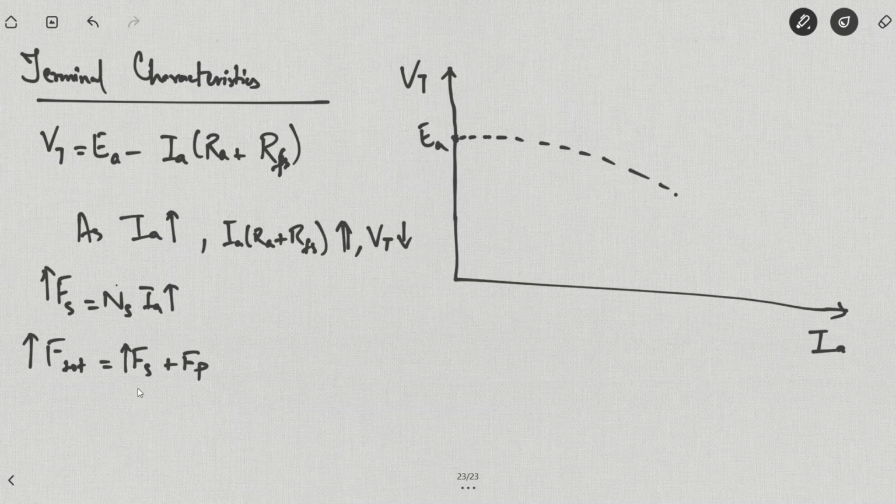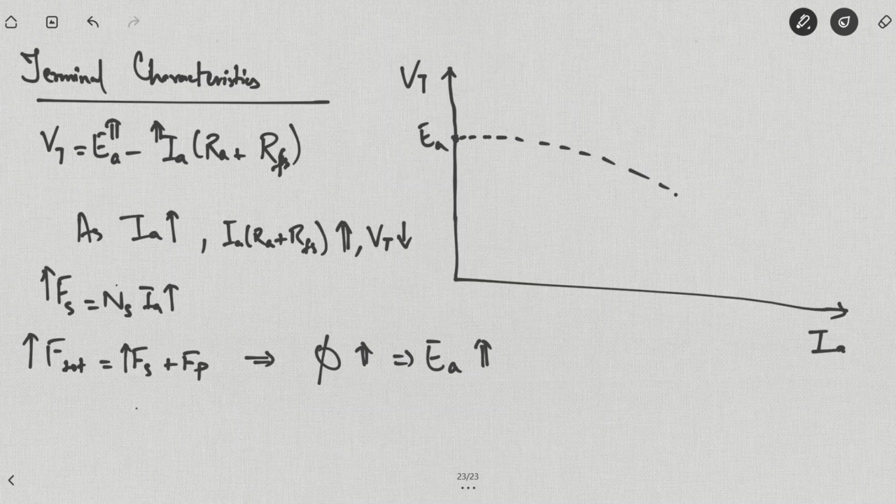So if the magnetomotive force is increasing, as F total increases, that means flux produced increases. If flux produced increases, that means EA, which is proportional to flux, increases. So if EA is also increasing in this circuit, and IA into RA plus RFS drop is also increasing, then is VT increasing or decreasing? We need to see which effect basically predominates here. Whether the EA will predominate, or the IA into RA plus RFS drop will predominate over EA. So this basically depends upon the number of turns of the coil.